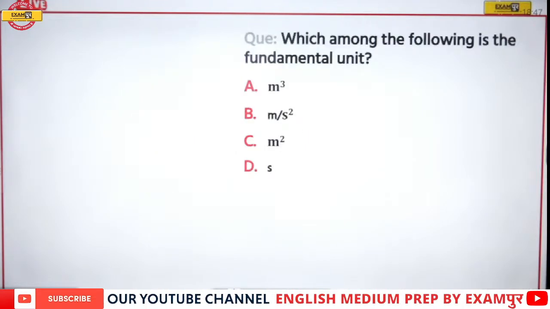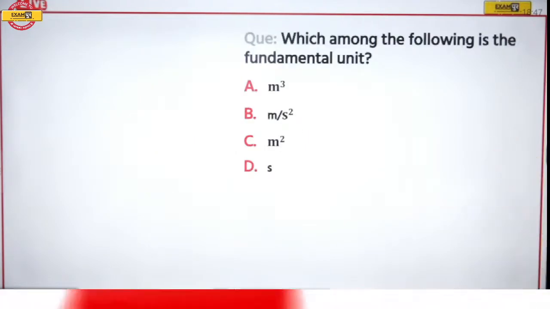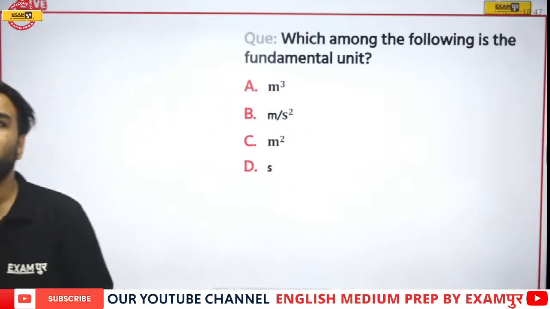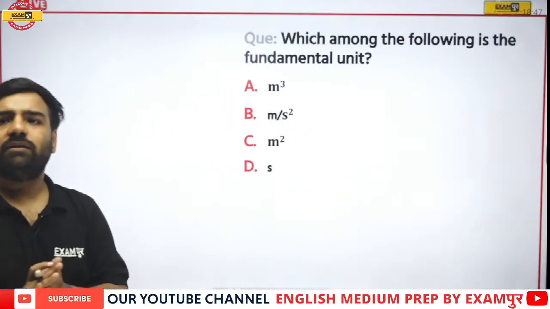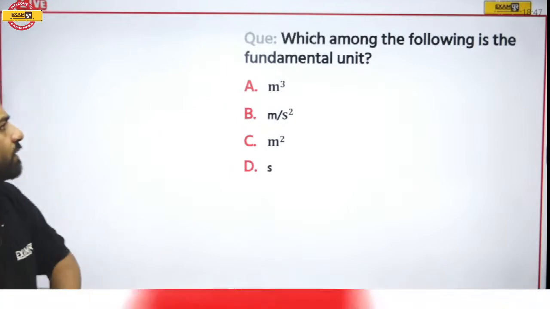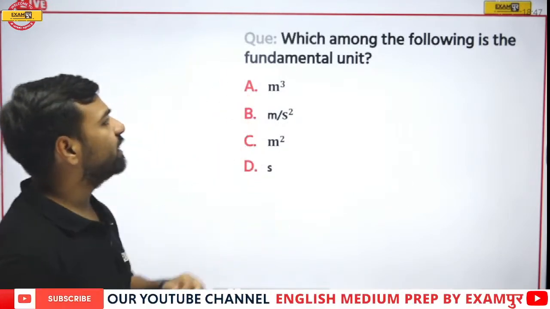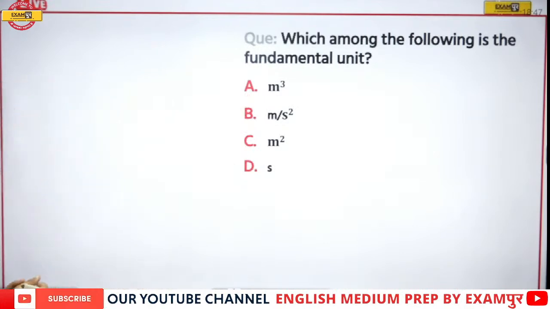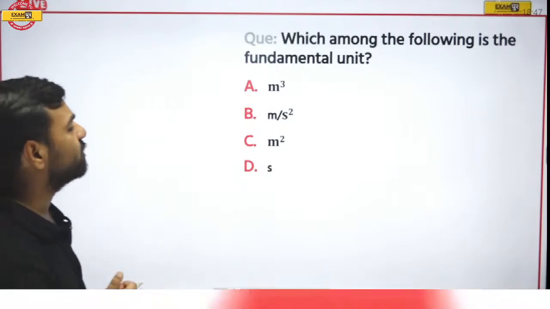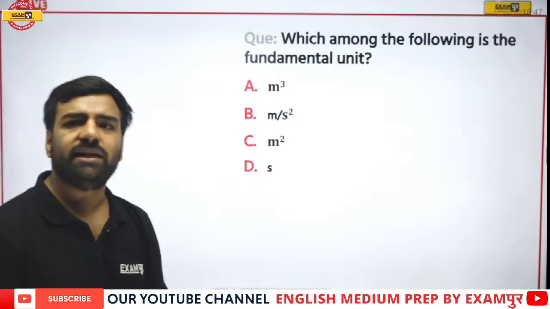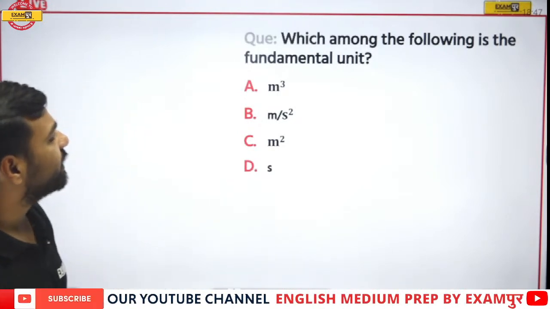Next, which among the following is the fundamental unit? So these are the 4 options. I want an answer from everyone. Who can give me the answer in the first attempt? Which among the following is the fundamental unit? Is it meter cube? Is it meter per second square? Is it meter square, or is it second? What is it? So Sai Teja is with the first one, that is meter cube.